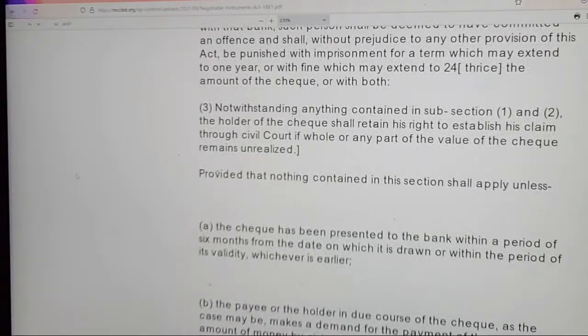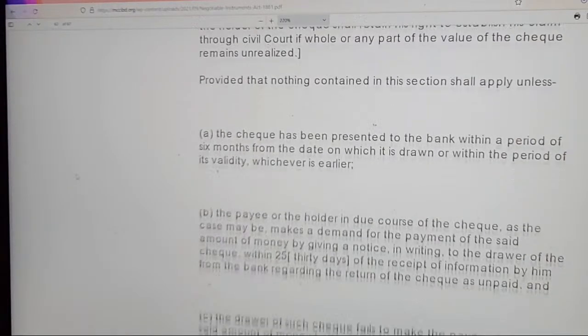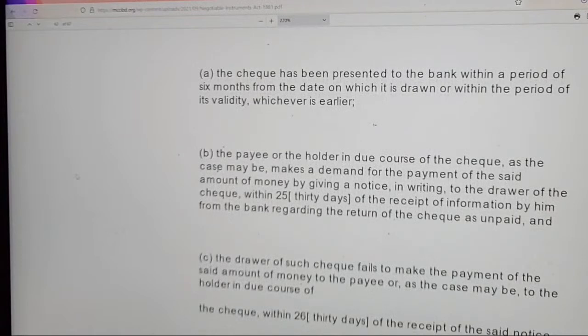Notwithstanding anything contained in subsections 1 and 2, the holder of the check shall retain his right to establish his claim through civil court if the whole or any part of the value of the check remains unrealized, provided that nothing contained in this section shall apply unless the check has been presented to the bank within a period of 6 months from the date on which it is drawn, or within the period of its validity, whichever is earlier.